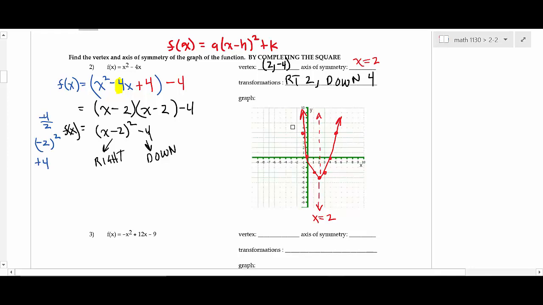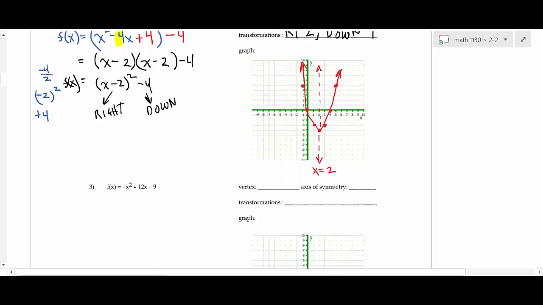Okay, I'm going to do a couple more completing the square problems because there are little different nuances of the problem. They don't all work exactly the same. So I want to go through this one.